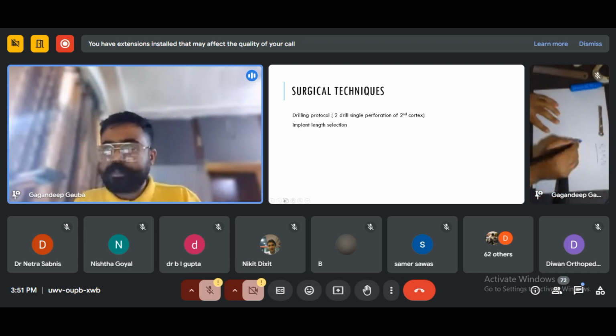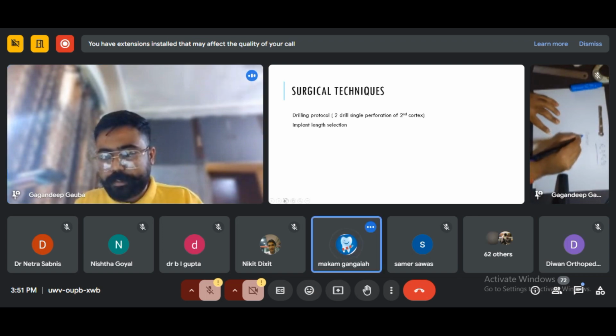Right. So in basal implantology, the concept is active threads.